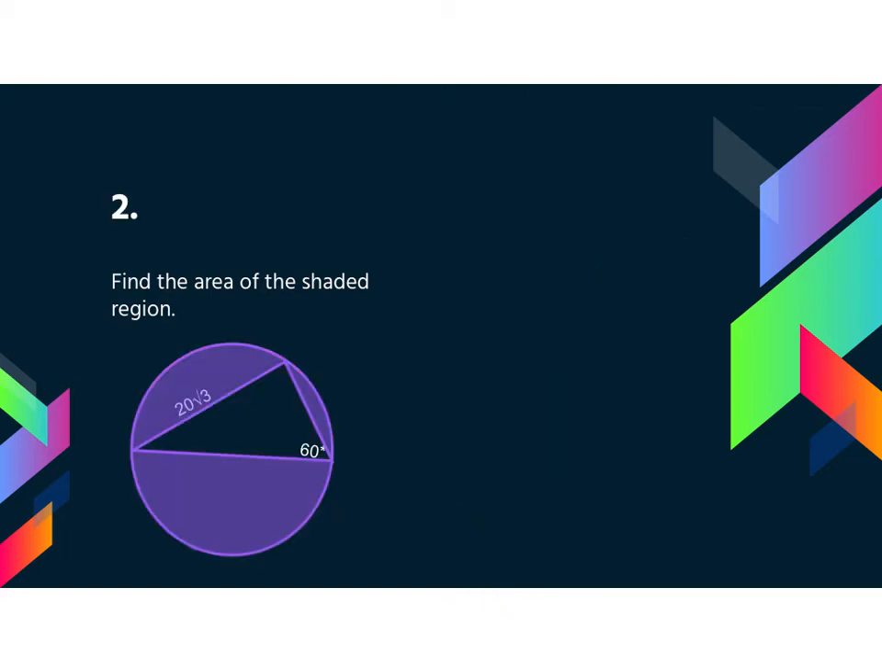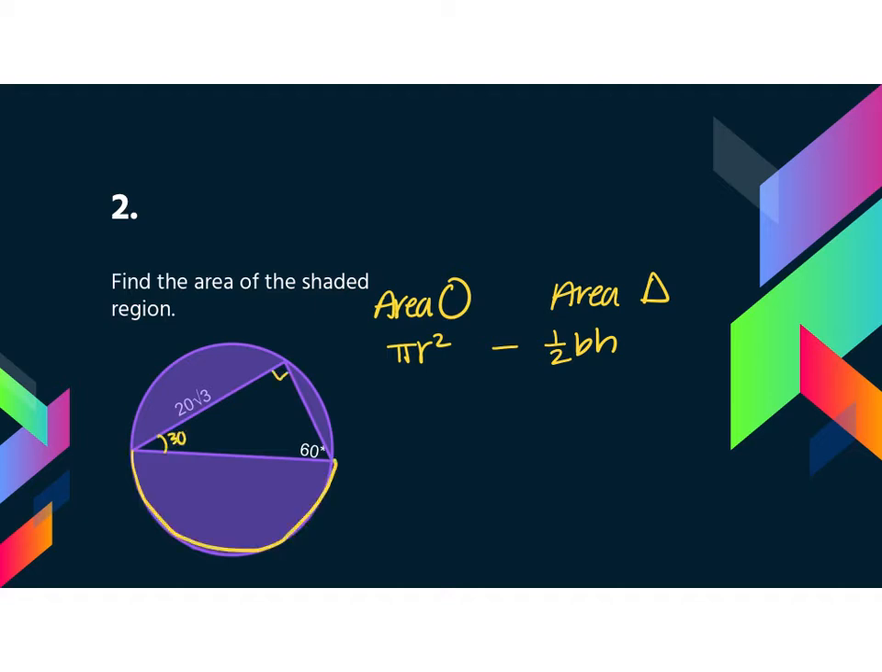Here's another example where I see a circle and a triangle. We need to find the area of the shaded region, which is everything except for that triangle. So let's first start with the area of our circle, because that's the whole. So we have pi r squared, because this time we want the whole circle. Then we're going to take away the area of the triangle, 1/2 base times height.